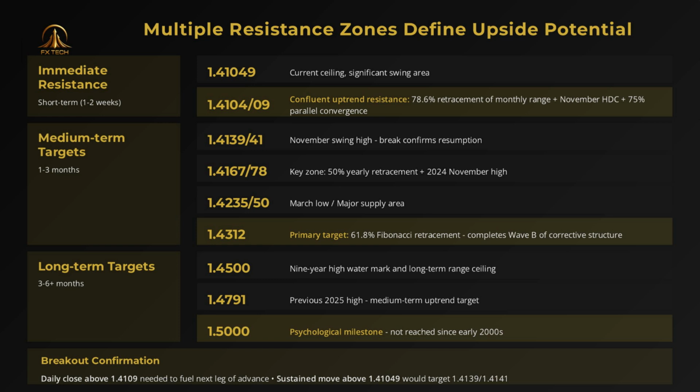Medium-term targets include 1.4139 to 1.4141, November's swing high, followed by 1.4167 to 1.4178, which marks the 50% yearly retracement and 2024's November high. The primary medium-term target is 1.4312, the 61.8% Fibonacci retracement that would complete Elliott Wave B of the corrective structure. Long-term targets extend to 1.4500, the 9-year high, 1.4791, the previous 2025 high, and ultimately 1.5000, a psychological milestone not reached since the early 2000s.